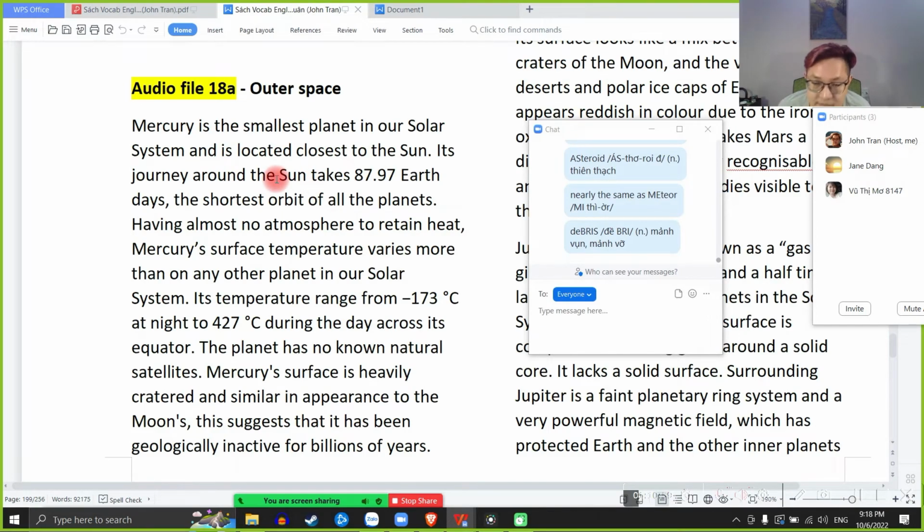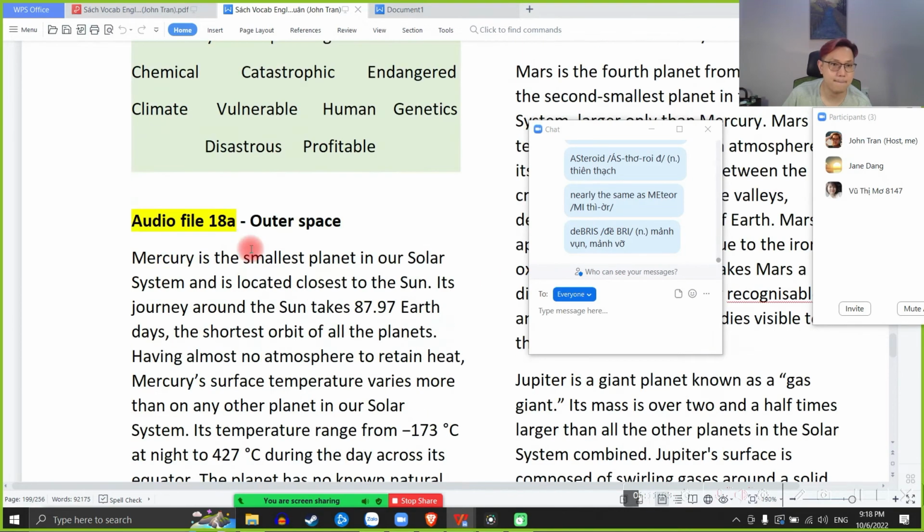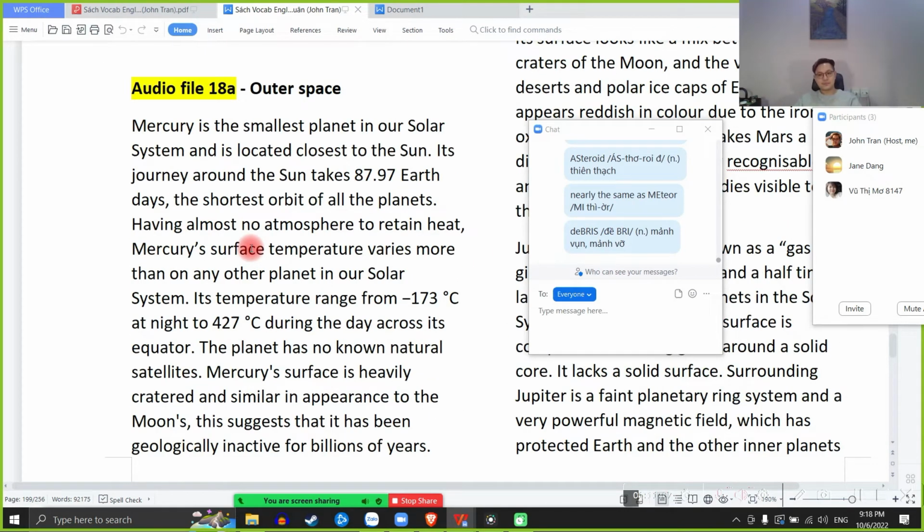Now, outer space. Miss Mer, can you read this one? Mercury is the smallest planet in our solar system. Mercury is the smallest. Nhấn âm, cẩn thận, nhấn âm đầu. Mercury, first syllable. Mercury is the smallest planet in our solar system. And is located closest to the sun. Its journey around the sun takes 87 Earth days.